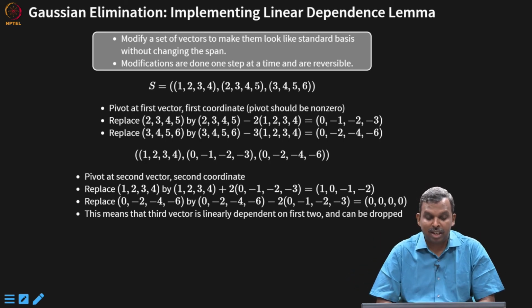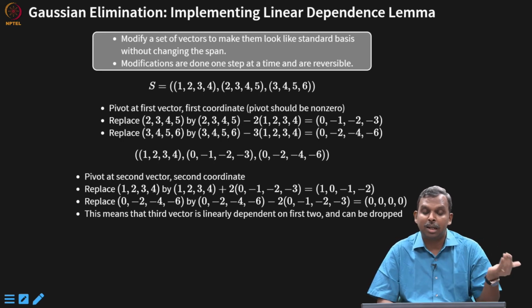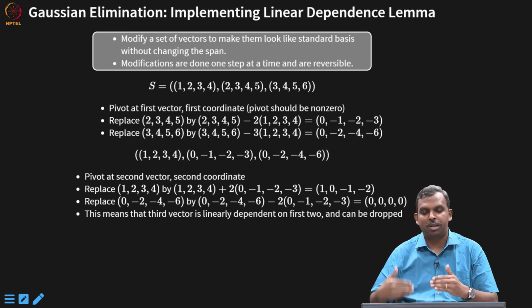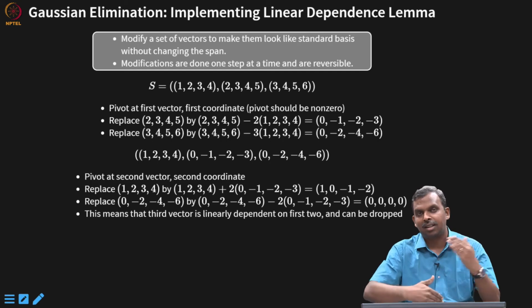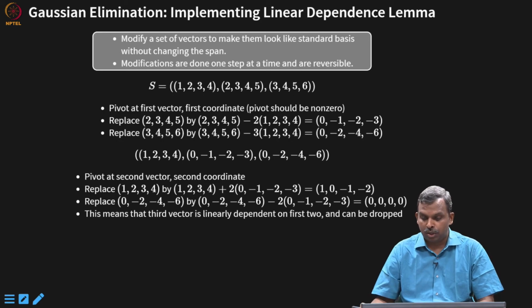In this way I have found that this 3, 4, 5, 6 is actually linearly dependent on 1, 2, 3, 4 and 2, 3, 4, 5, or in some other form I found it, but it is the same thing. You can go back, you can reverse it to get to that result. So, that is the thing. You can drop 0, 0, 0, 0.